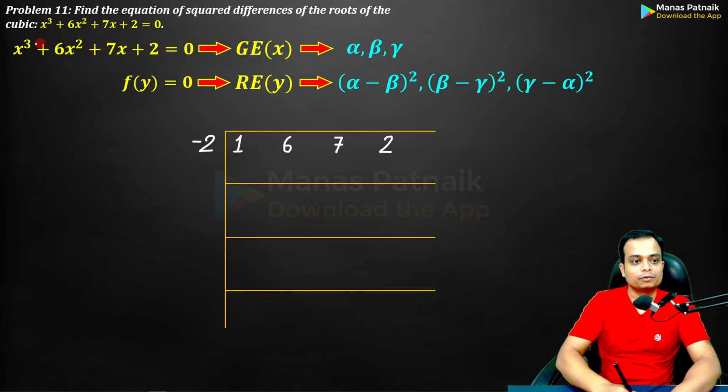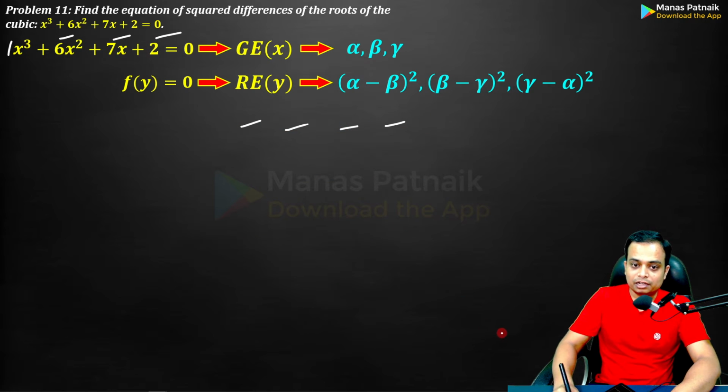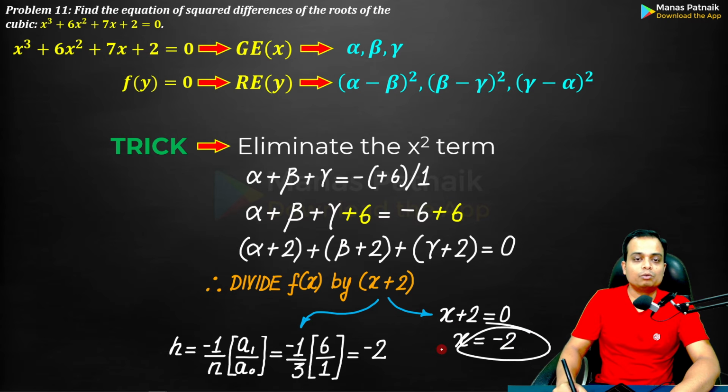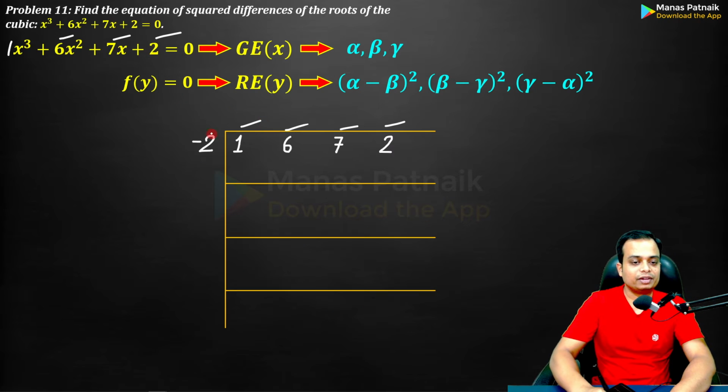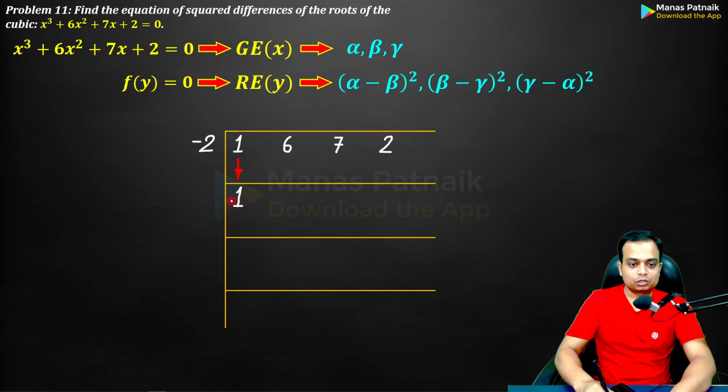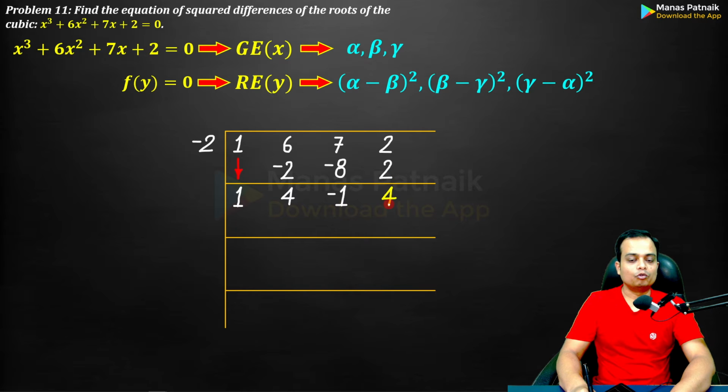Let's do that. So 1, 6, 7 and 2. What are you going to divide it by? We are going to divide it by x is equal to -2, or -2 to be very simple. Copy. -2 into 1, -2. 6 minus 2, 4. -2 into 4, -8. -1. -2 into -1 is 2, so 2 plus 2 is 4. This is your first remainder, by the way.